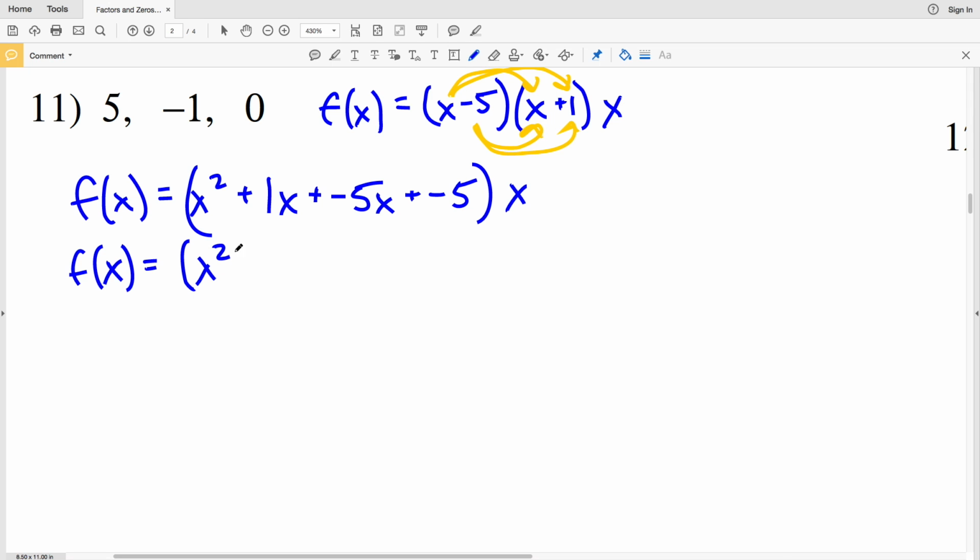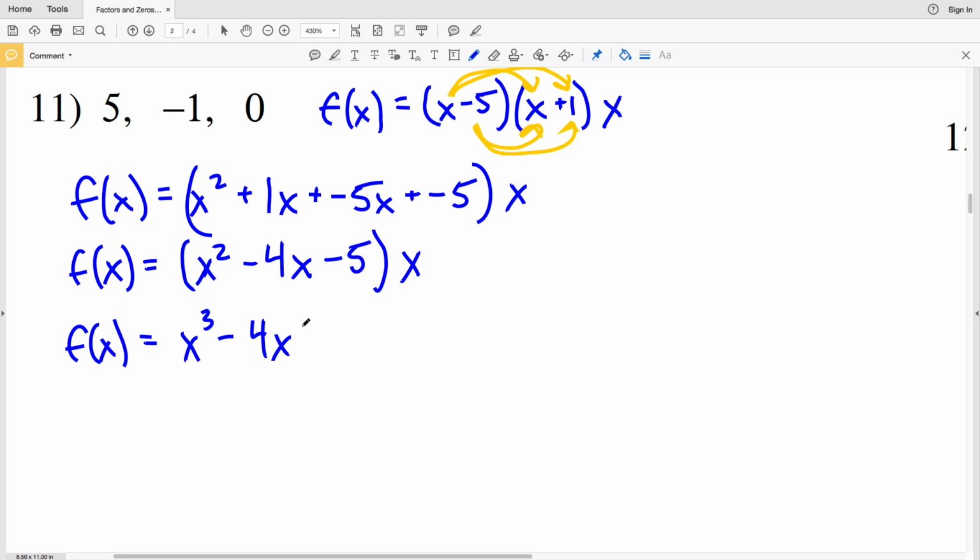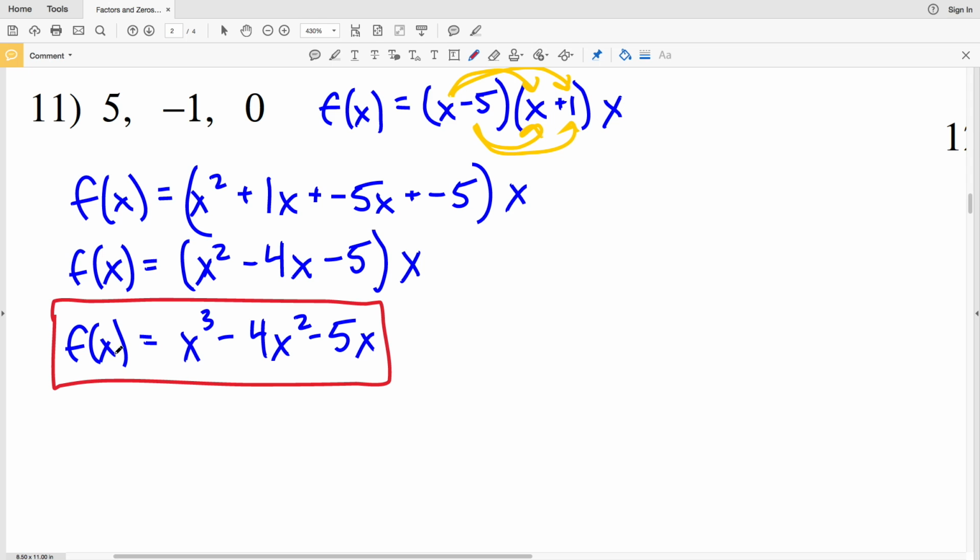So I'll get x squared, 1x plus negative 5x is the same as negative 4x, so I can simply subtract 4x, and then I'm going to be subtracting 5. That will get multiplied to x, so now I'll distribute my x. So the function of x equals x times x squared, which is x cubed, minus 4x times x, which is 4x squared, minus 5 times x, which is 5x. So again, my function is equal to x cubed minus 4x squared minus 5x.